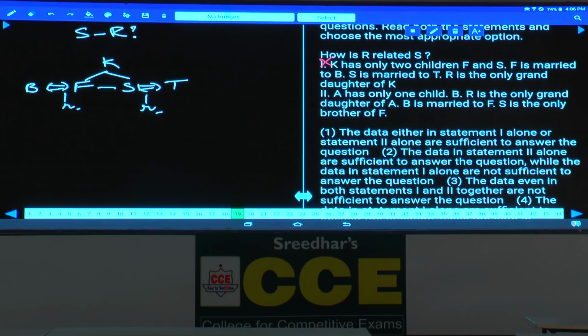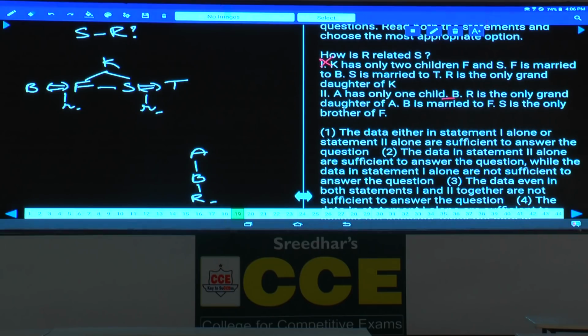A has only one child. R is the only granddaughter of A, and A has only one child B. As A has only one child B, and R is the only granddaughter of A, this R must be the daughter of B. Are you agreeing with this or not? Only one child is there, and this person is the granddaughter of A. Hence, this R must be the daughter of this B.